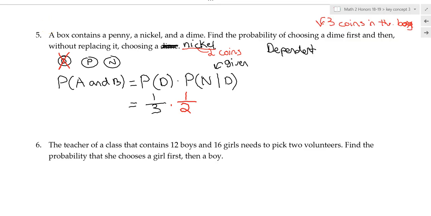Right? So this is the probability of nickel given dime. The probability of just nickel would be 1 out of 3. Right? So you have to be careful with that. So my probability of a dime, then a nickel without replacing it is 1 out of 6.